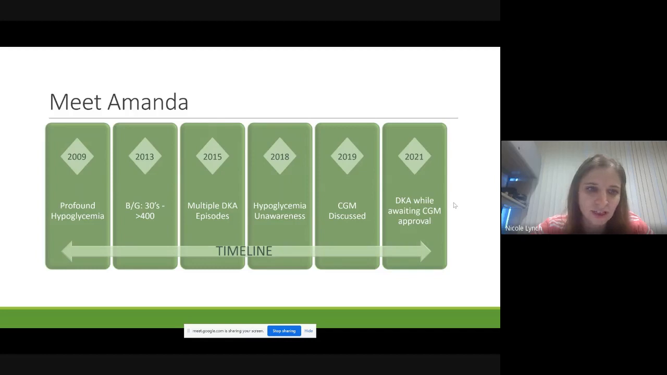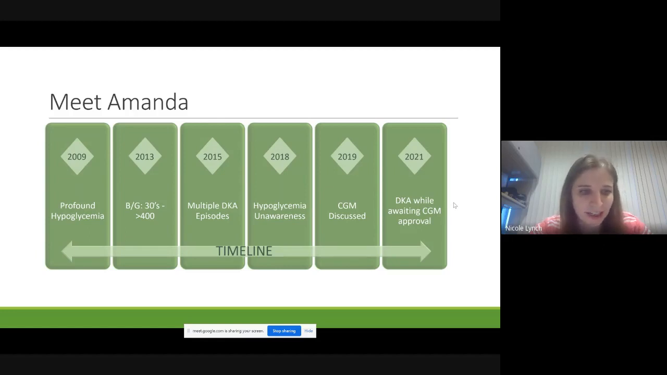Since 2015, she has had multiple episodes of DKA. In 2018, Amanda began experiencing hypoglycemia unawareness, not feeling hypoglycemia until in the 40s. Additionally, Amanda has struggled with life circumstances, has had food insecurity, poor family support, and difficulty maintaining supply of test strips. In 2019, the topic of CGM was brought up to Amanda. However, noting medication barrier, suggestions have remained to check blood sugars more frequently. I started seeing her in January and ordered a CGM, but we're still working on getting approval.